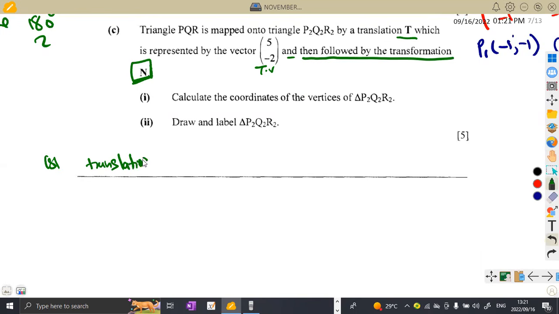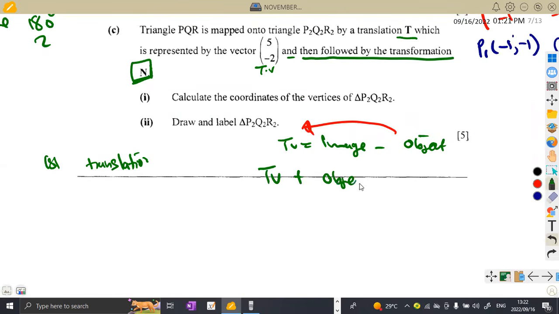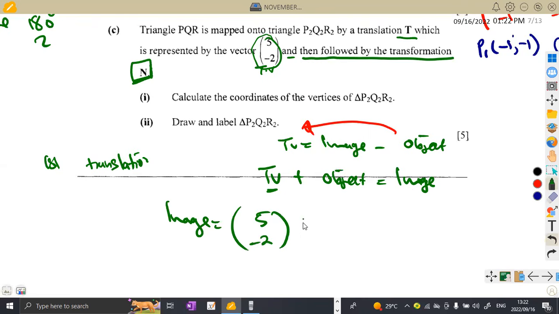So remember, how do you find an image under translation? We know that translation vector is equal to image minus object. So this time we need the image, which means I'm going to make image the subject of the formula. How do I do that? I just have to transpose the object to the other side of the equation. So it's going to be translation vector plus what? The object. So TV plus object should give us the image. We are given the translation vector, which is (5, -2), plus the object.